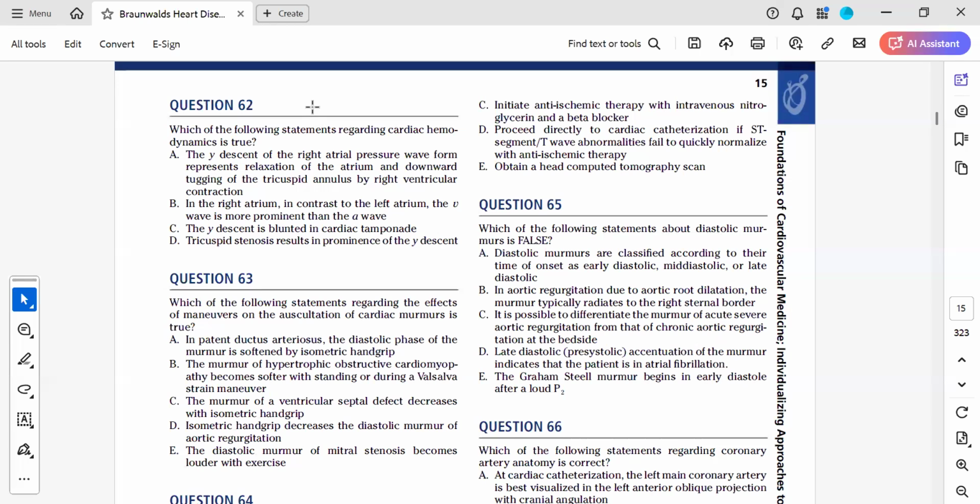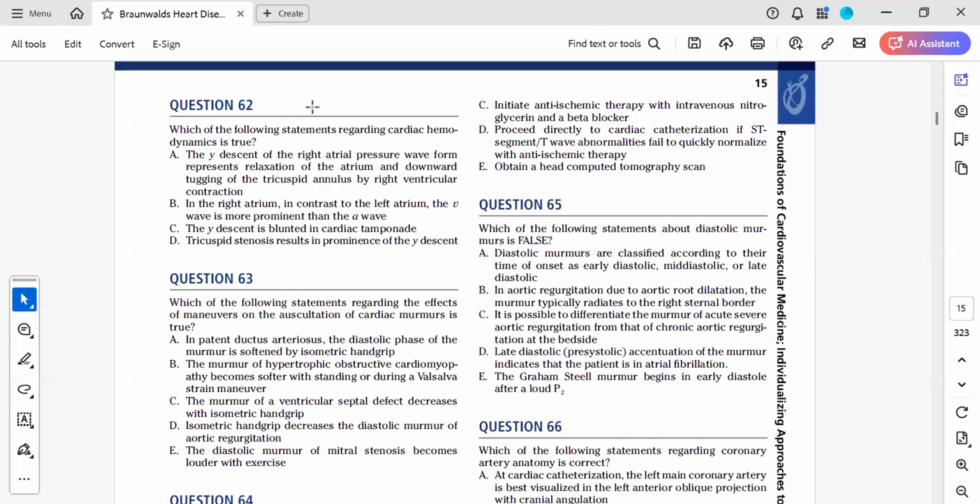Yeah, so I was trying to refer back to question number 62, where she actually asked for explanation of, I guess that would be option B. I guess you asked for an explanation there, right? Yes, Chief. Question 62, where the option stated that in the right atrium, in contrast to the left atrium, the V wave is more prominent than the A wave. Okay. Yes, sir.